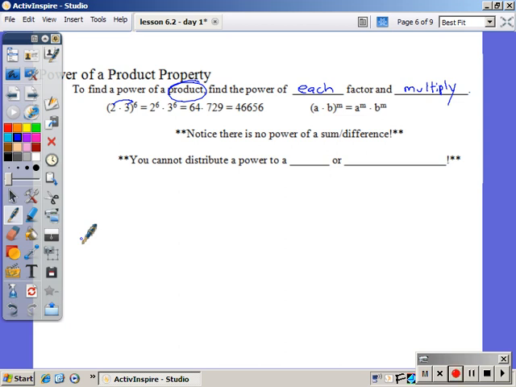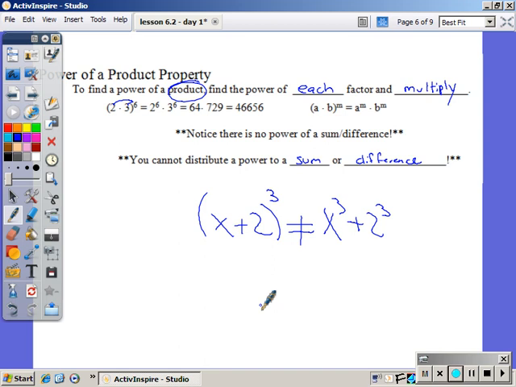Notice, again, there is no power of a sum or difference. You cannot distribute that power to addition or subtraction. Cannot stress that enough. So if my original problem was x plus 2 to the third, I absolutely cannot distribute that and make it x to the third plus 2 to the third. Those are not equal. In the future, we will find out how we would actually simplify x plus 2 quantity to the third. Distributing that exponent is not correct. It has to be multiplication inside the set of parentheses to be allowed to distribute that exponent through.